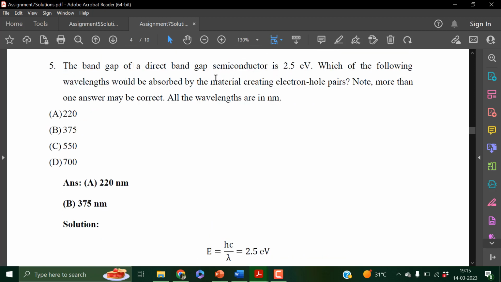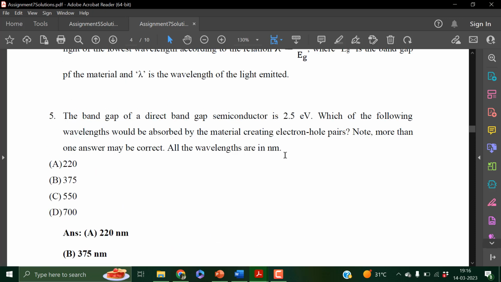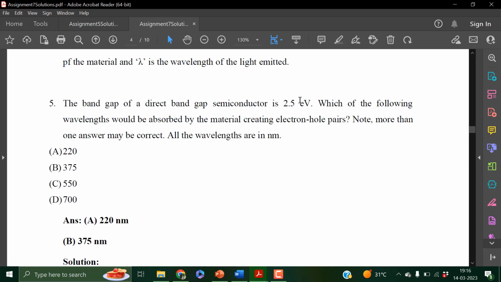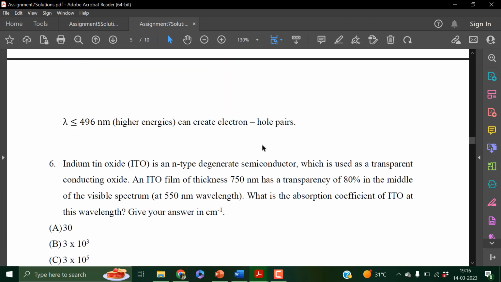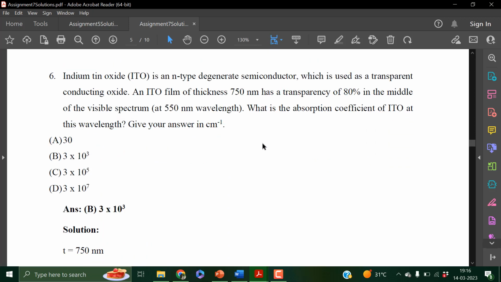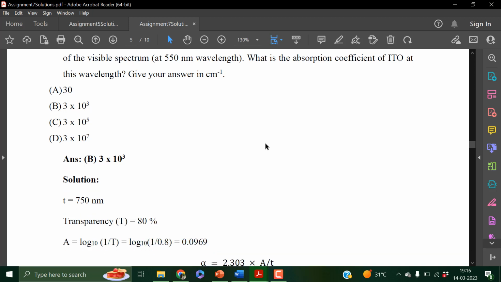When you take energy, it should be above; when you take wavelength, it should be less, because they have an inverse relation. So if the band gap is 2.5, whatever wavelength is less than 496 will be absorbed. Any other? No, I didn't read the question properly.